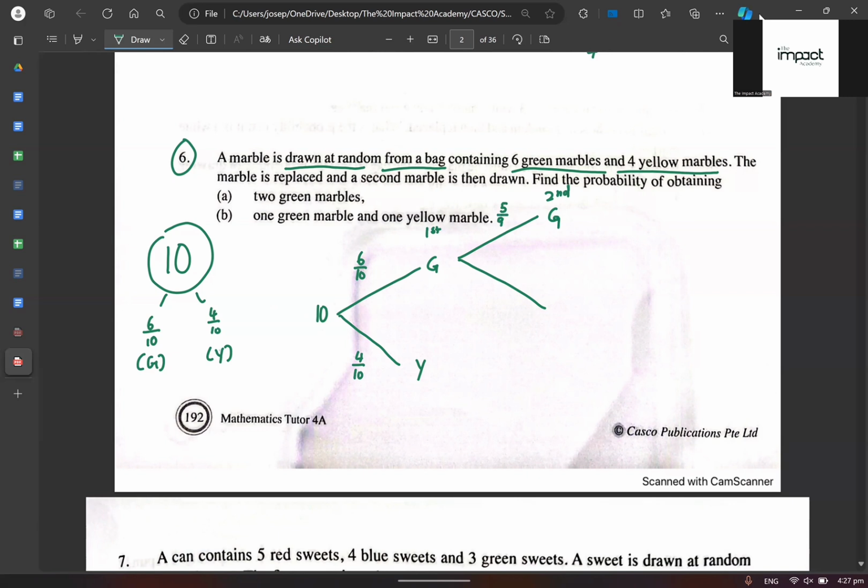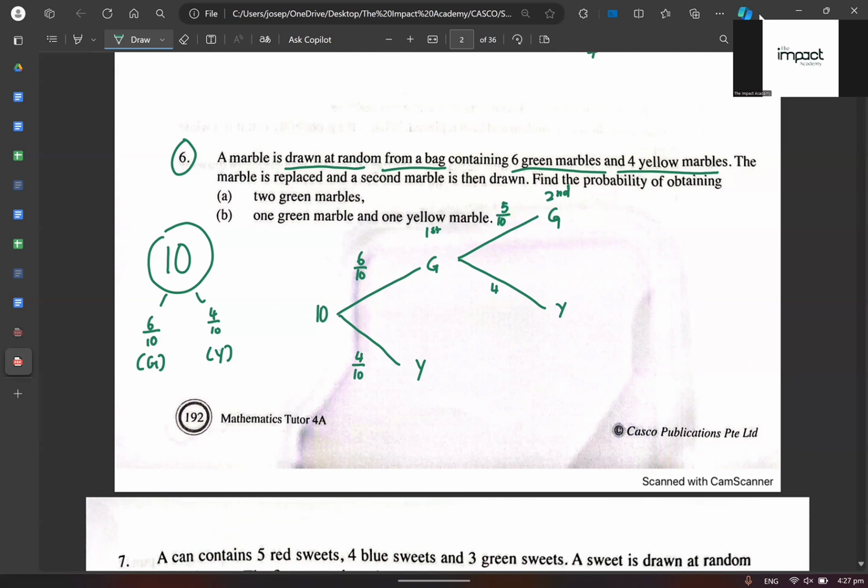Agree so far? Okay, then if I draw a yellow, I will get 4 over 9, not 5 over 9. Why is it not 5 over 9? The marble is... Very good. You see? I just tricked you, but you didn't get tricked. 5 over 10, correct? 5 over 10.